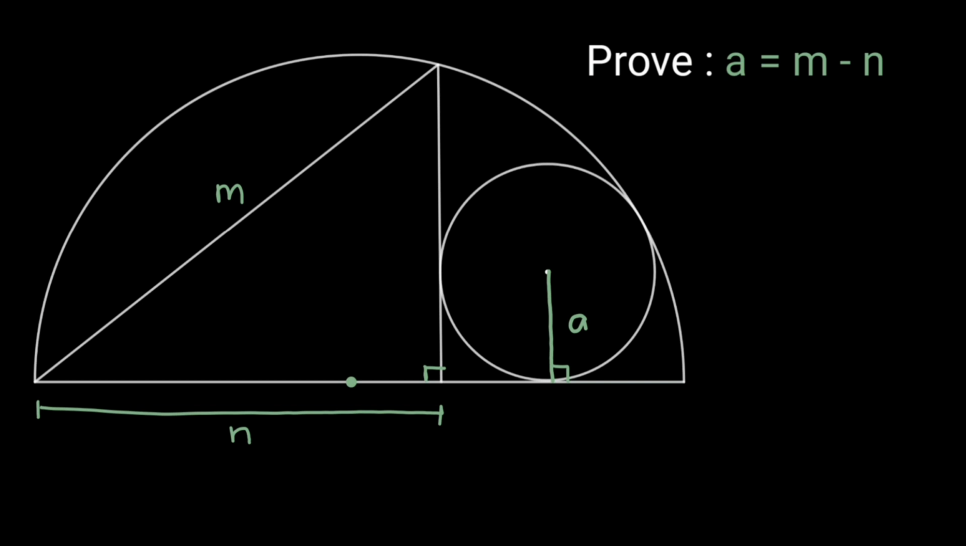So if I take the radius of this circle as A and the hypotenuse of this right angle triangle as M and the base of this right angle triangle as N, then the relation is A would be equal to M minus N. Now let us see the solution. How can we prove this particular theorem?